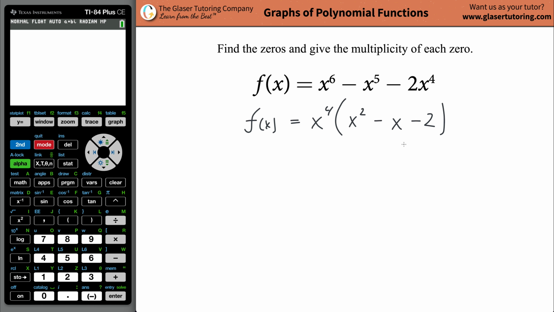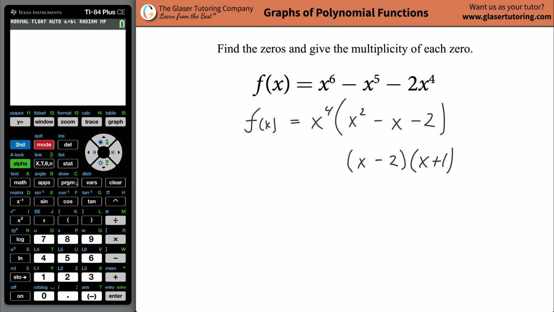So remember, you're thinking about two numbers that multiply to -2 but add to -1. What do you think they are? Right, exactly. Did you say x minus a 2 and then a plus 1? That would be correct.